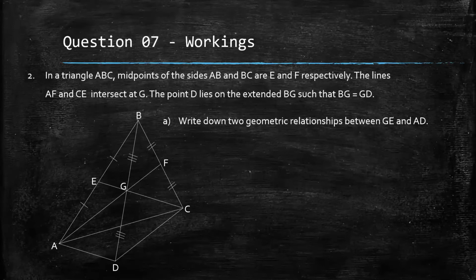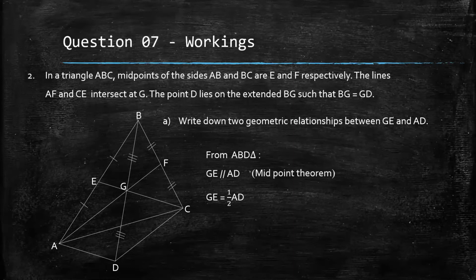In triangle ABC, the midpoints of the sides AB and BC are E and F respectively. The lines AF and CE intersect at G. The point D lies on the extended BG such that BG equals GD. Write down two geometric relationships between GE and AD. That's the A part. From observing triangle ABD, you can find out GE is parallel to AD, and GE equals half of AD. Do you know why? It is because of the midpoint theorem.